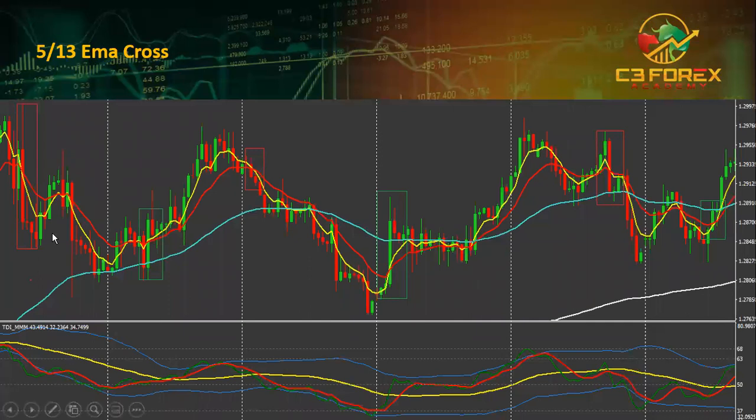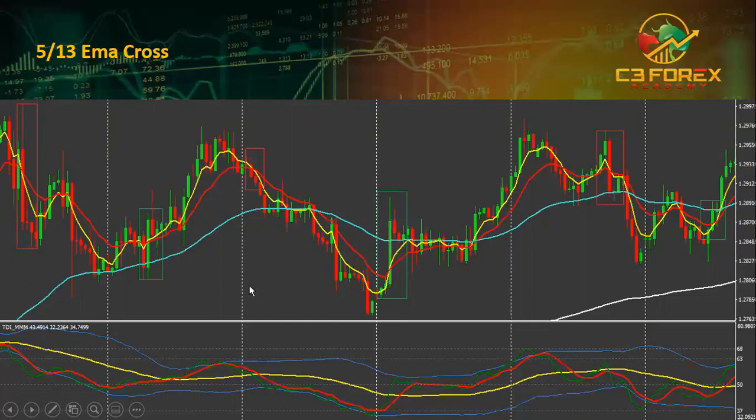All right, so if you look at these boxes, I boxed the shifts. So the 5 and 13 shift right here, this was the shift candle. This is what happened. Over here, it shifted again and price went up. Right here, it shifted again, price goes down. Right here, it shifts again, price goes up. Right here, it shifts again, price goes down. Right here, it shifts again, price goes up.